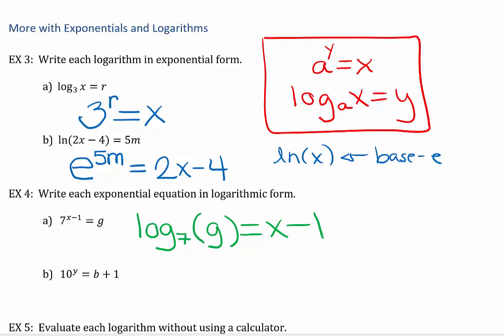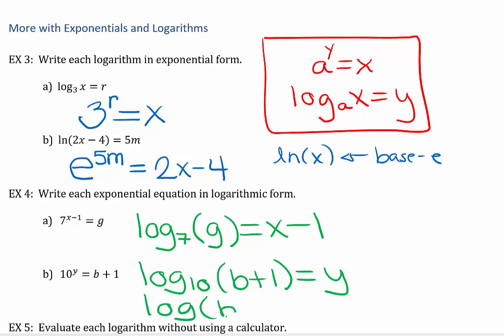Okay, same thing for part B. I have 10 to the y equals b plus 1. So that's going to be log base 10, let's see, of b plus 1 equals the exponent. Logarithms always equal exponents. Now, base 10 is actually a really common logarithm, and so we typically don't actually write the 10. And so I would actually write this as just log b plus 1 equals y. So if you see a log without a little number, without a base, you always assume that it's base 10. If you see an ln, you always assume that it's base e.